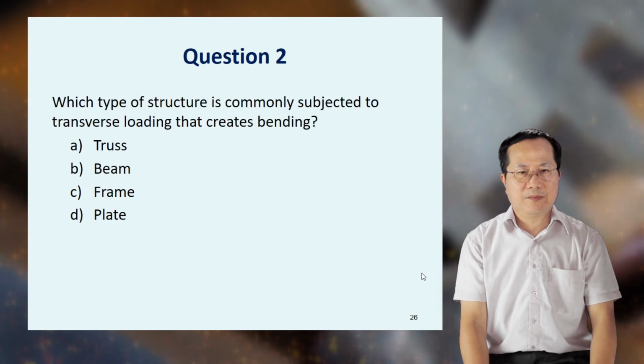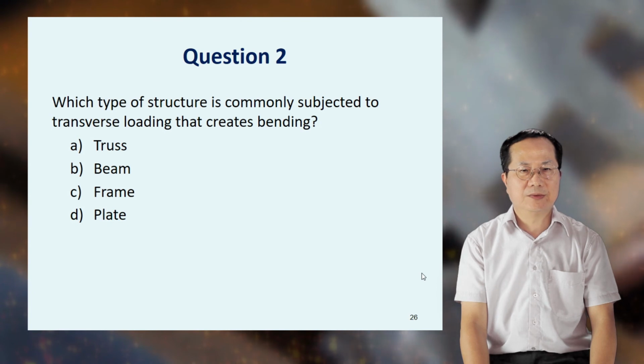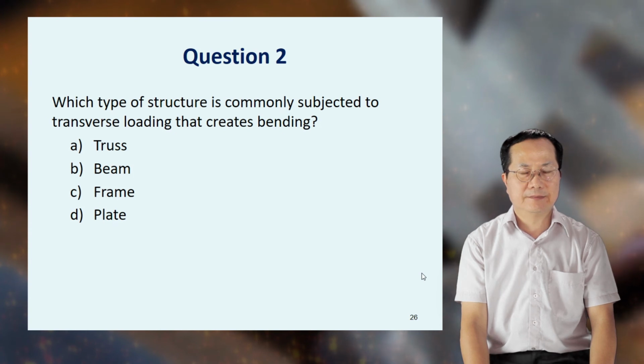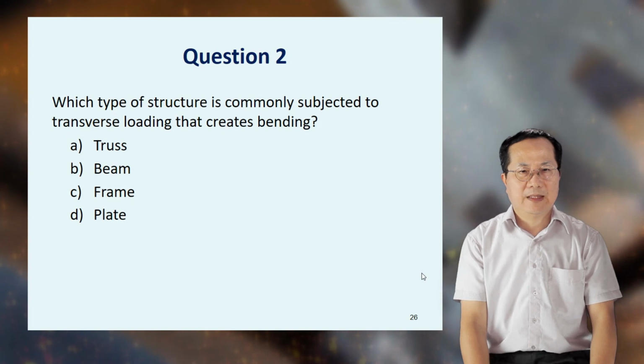Question 2. Which type of the following structures is commonly subject to transverse loading that creates bending? A. Truss. B. Beam. C. Frame. D. Plate. The answer is B. Beam.